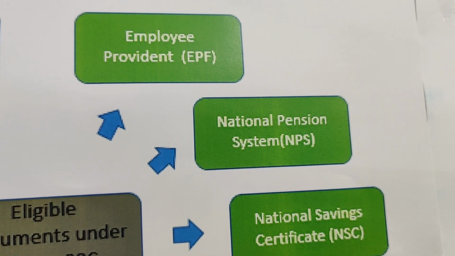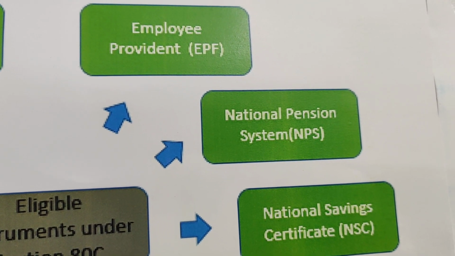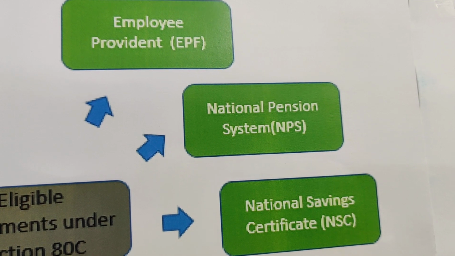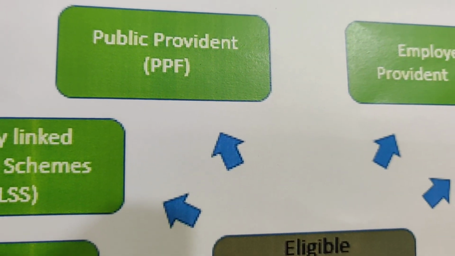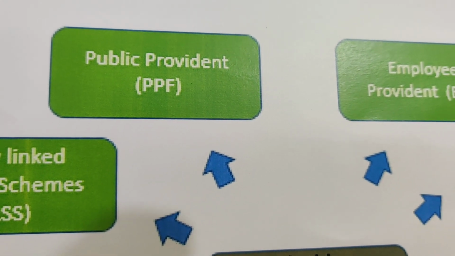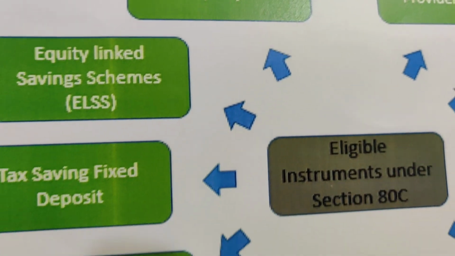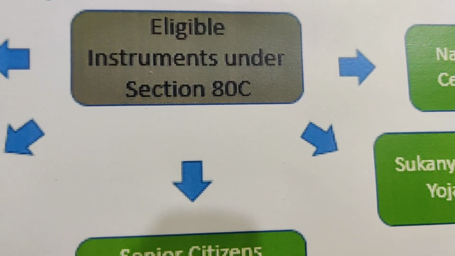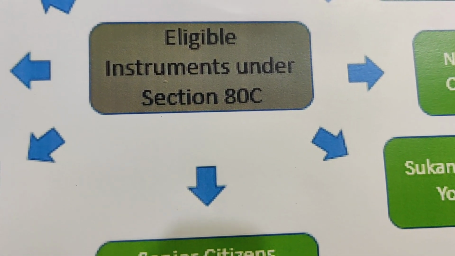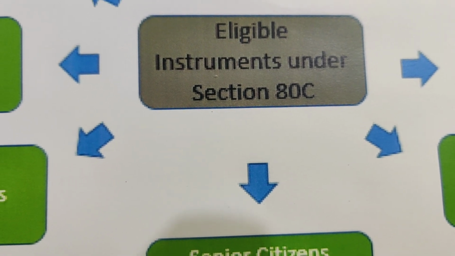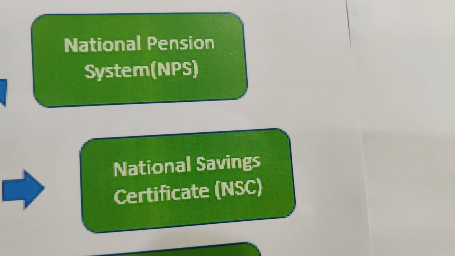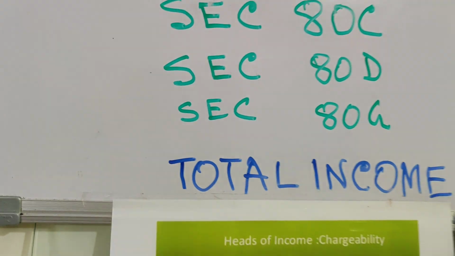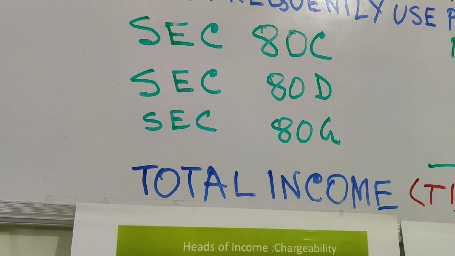So if you make deposits in the National Pension System, NPS, of 50,000, and you have made deposits in Public Provident Fund of 1,50,000, then your total deductions under section 80C will be 2 lakhs, not 1,50,000, because you have invested in the National Pension System. So after 80C, the next deduction is section 80D.